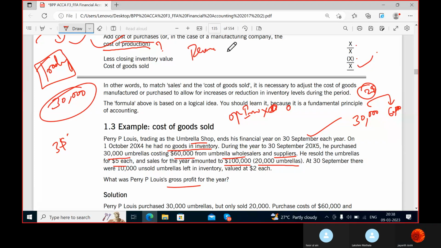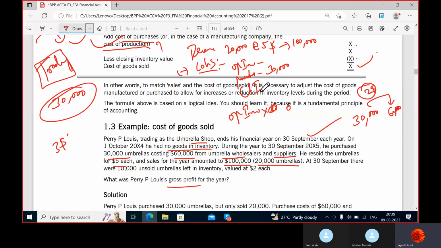So we will first find out the revenue: 20,000 umbrellas at the rate of $5. It is $100,000. Less COGS. So COGS would be opening inventory nil, plus purchases. They purchased 30,000 umbrellas, and they sold 20,000 umbrellas. So closing inventory is 10,000 umbrellas, am I right?